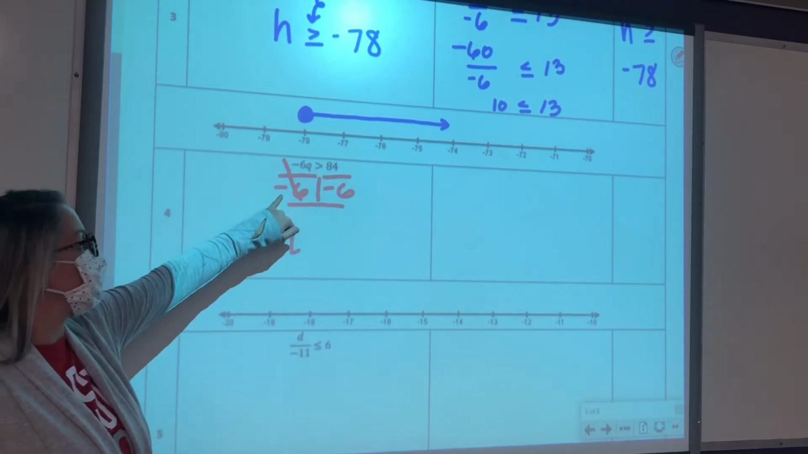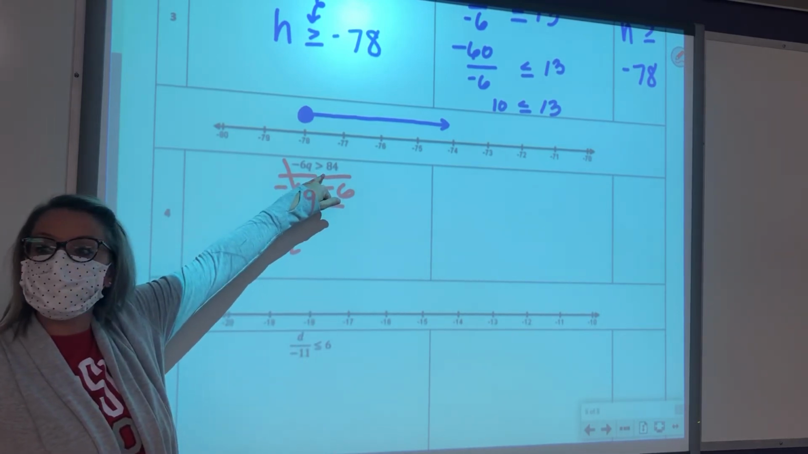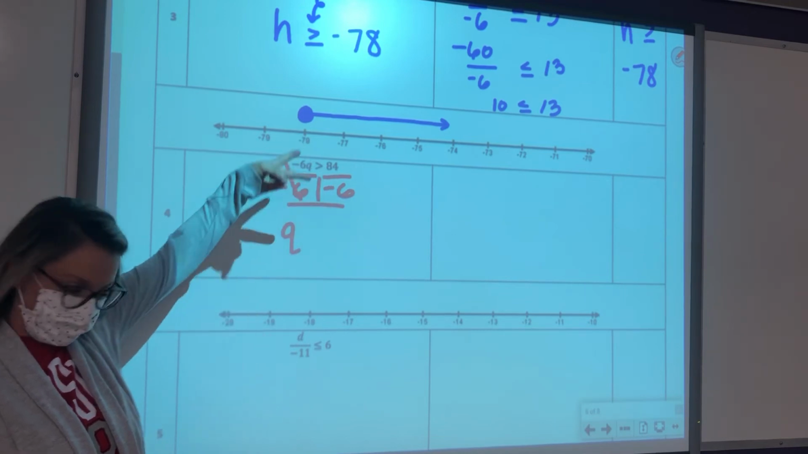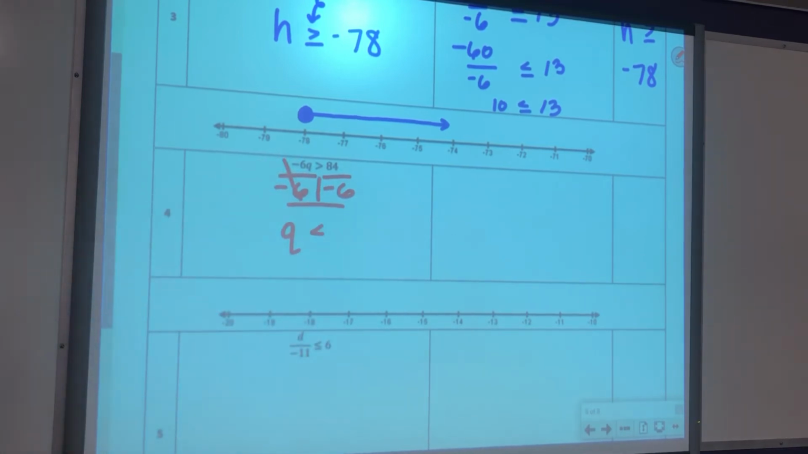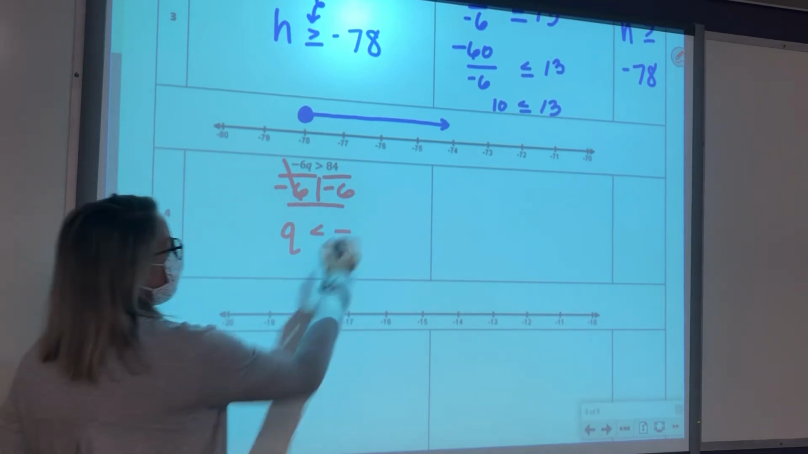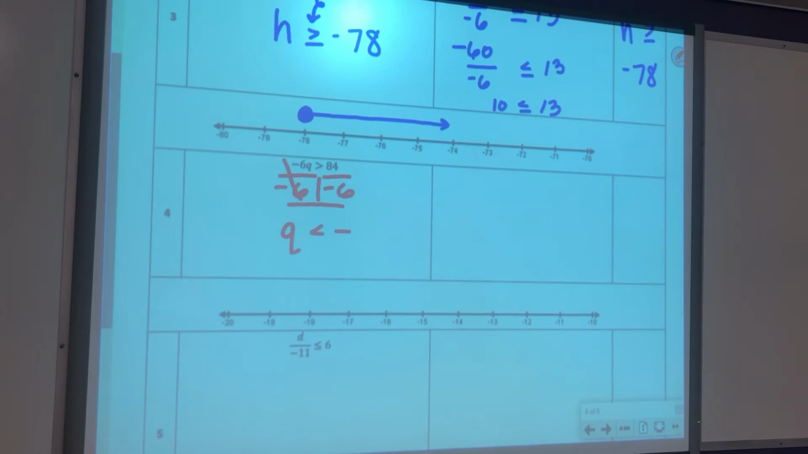Because I divided by a negative, what happens to my greater than symbol? It has to flip around. It flips. Positive divided by negative is going to be a negative. And then 84 divided by 6 is 14, so negative 14.